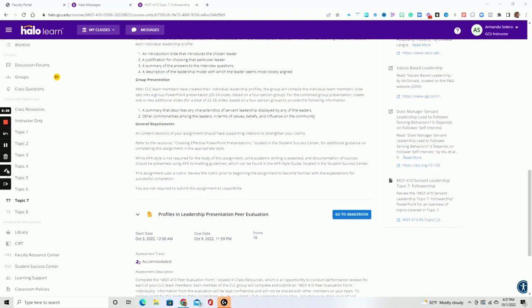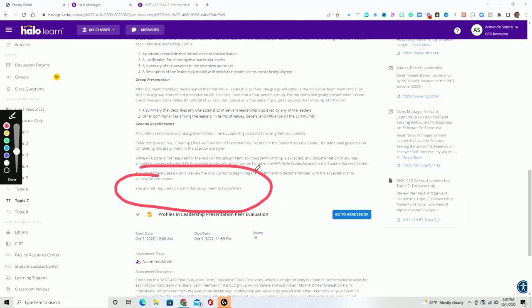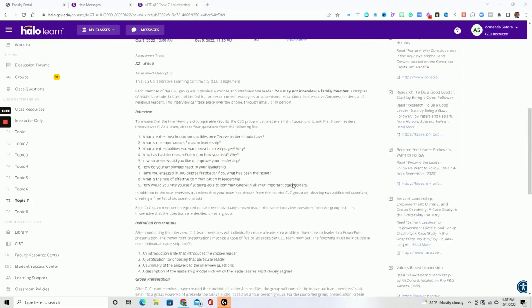As a reminder, you're creating a PowerPoint, and APA is not required when you submit PowerPoints. But you want to make sure that you have strong academic writing, strong grammar, and all of those things, because we will be looking for that. We do have a rubric, so make sure that you follow the rubric, and I'll show you that in a minute. And because it's a PowerPoint, you do not need to submit that to Lopes Write.